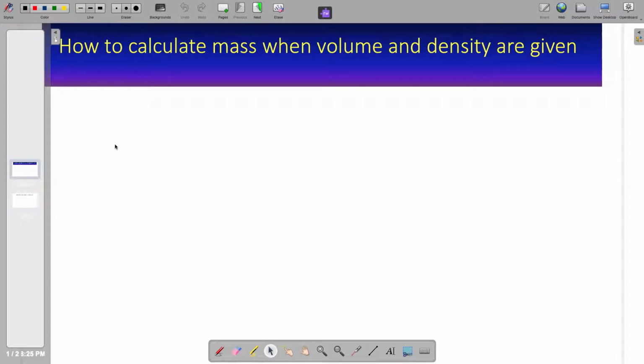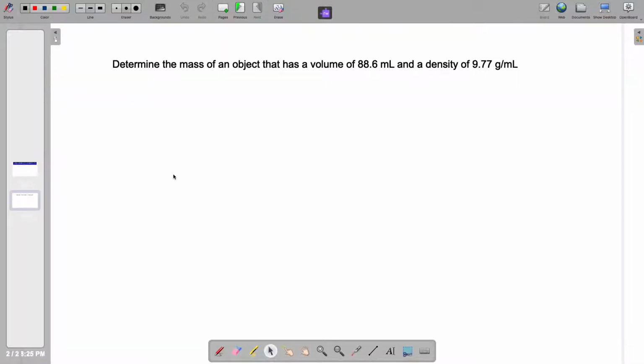In this lesson, we're going to learn how to calculate the mass of an object when the volume and density are given. Okay, so let's proceed to read the problem. The problem says: determine the mass of an object that has a volume of 88.6 mL and a density of 9.77 grams per mL.